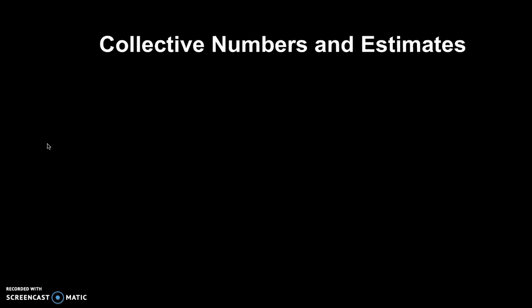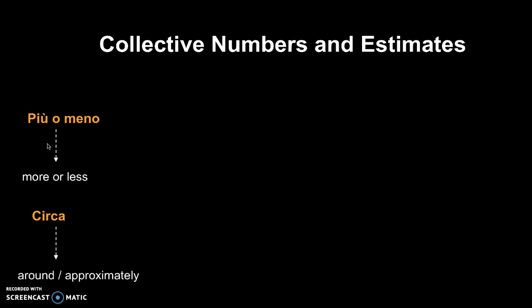To estimate in Italian, you could use più o meno, more or less, or circa, around or approximately with the number. So for example, you could say ci sono più o meno 10 persone nel gruppo. There are more or less 10 people in the group. Or ci sono circa 10 persone nel gruppo. There are around or approximately 10 people in the group.